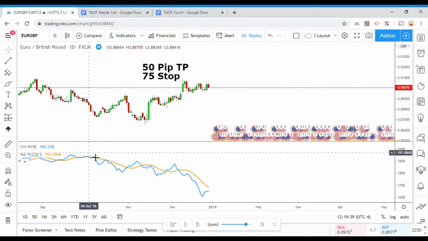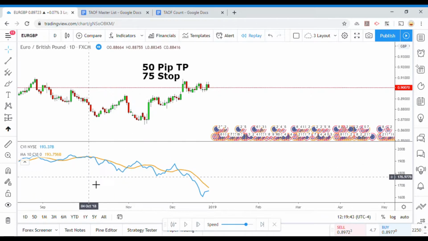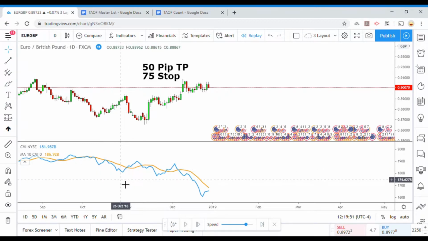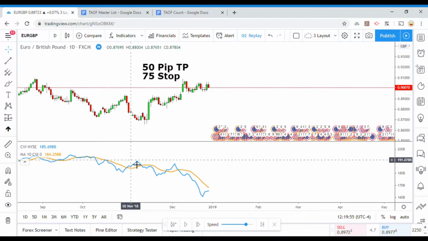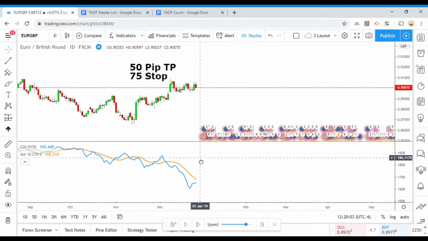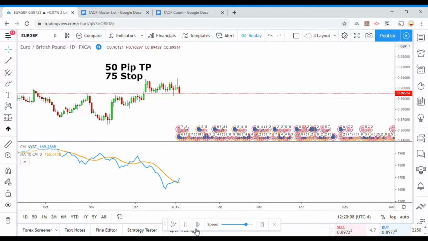So, like any other two-line cross indicator, when the faster of the two lines, which is the blue line in this case, the Cumulative Volume Index, crosses up above the orange line, that is a buy signal. When it crosses down below the orange line, that is a sell signal. So that is how we're going to test it today, and we are going to get on with the testing.